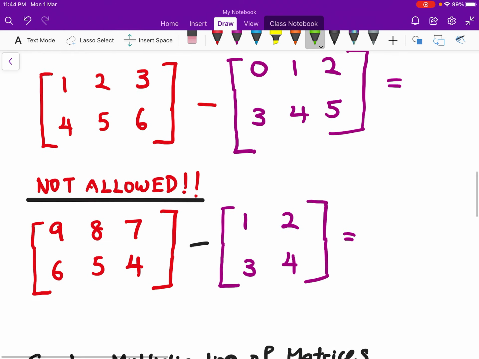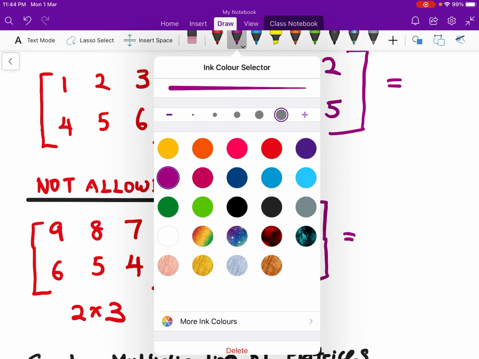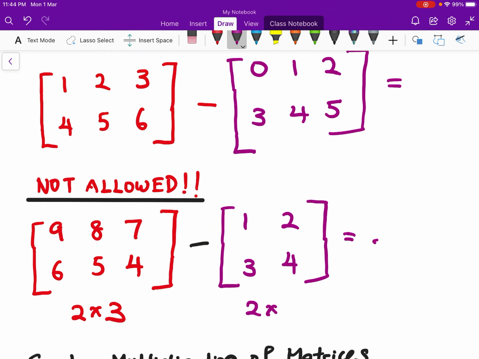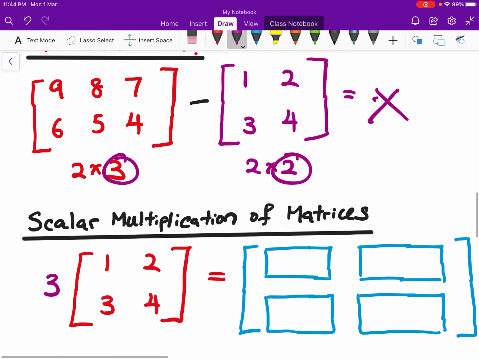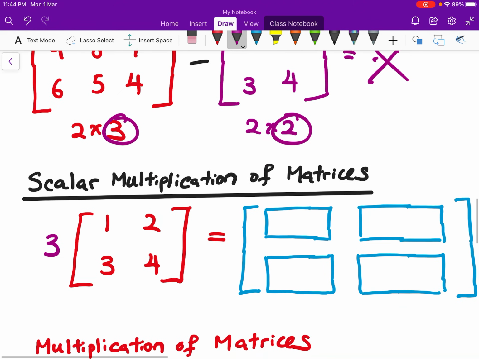What is not allowed is something like this. This is 2 by 3, and the second matrix is 2 by 2. You can see the order is not the same, so this is not allowed. All right, let's go to the thing called scalar multiplication of a matrix.